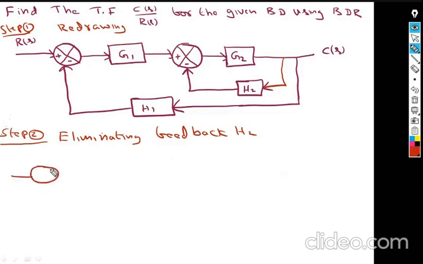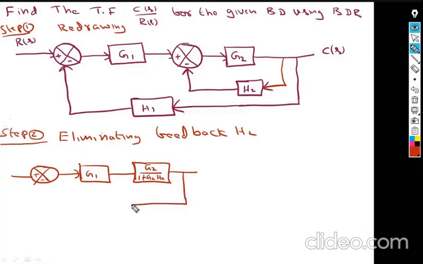Then what will be the resultant block? The resultant block will be plus minus, and then here G1, and the resultant of that particular block is G2 divided by 1 plus G2 into H2, negative feedback, and there is already another signal, H1. So this is R of S and this is C of S.